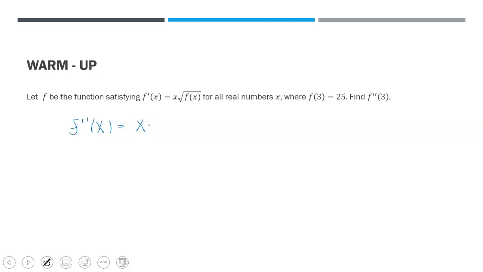So you have to do your product rule. The second derivative would be equal to the first times the root of the second, plus the second times the root of the first. After you do your product rule, then you just start plugging in the numbers for x.